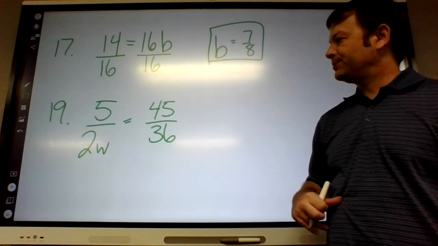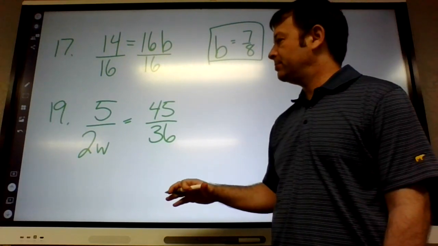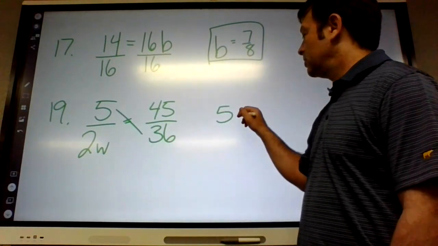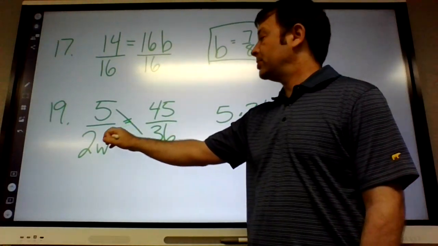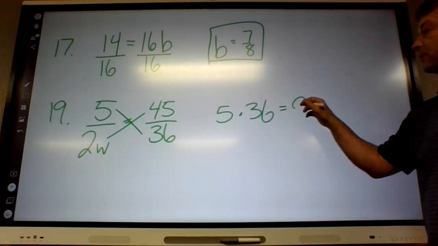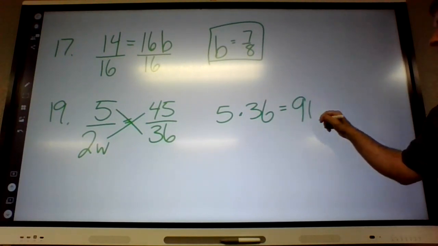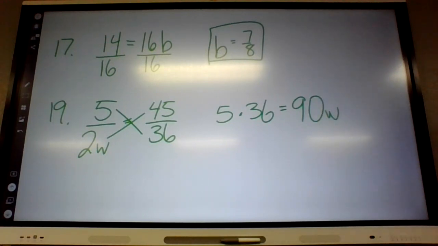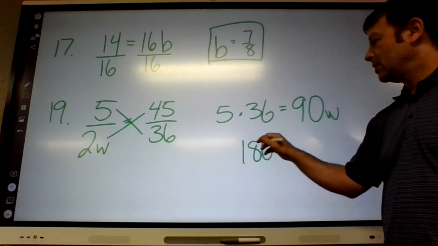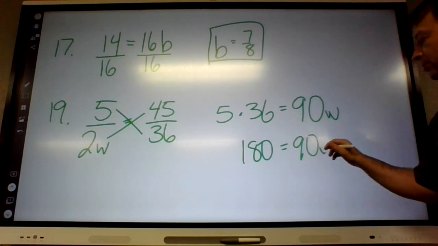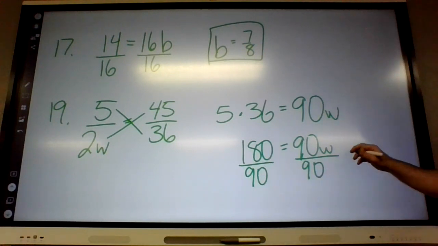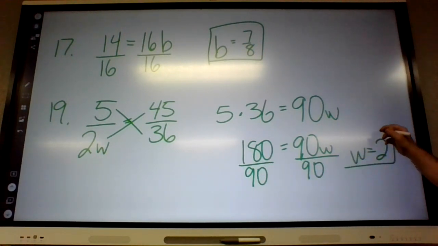Mallory, what should we do? So what would we multiply? 5 times 36 equals, what's 2w times 45? 90w. 45 times 2 is 90 times w. That's 180. So 180 divided by 90 is 2.